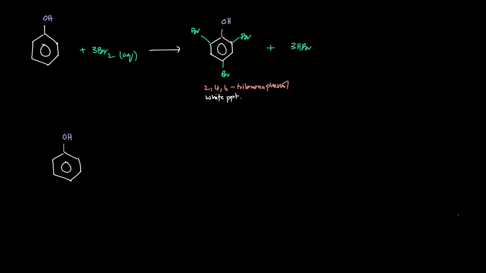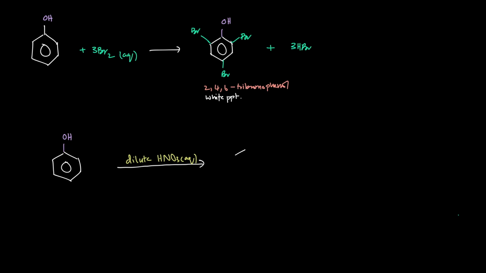For the nitration of phenol, however, you don't have to heat it at all, and you don't have to use a catalyst either. You can just use dilute nitric acid as your reagent. It doesn't have to be concentrated, and you don't have to use a catalyst either. Just dilute nitric acid will work, because it's so much more reactive.